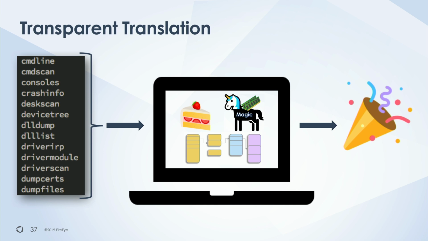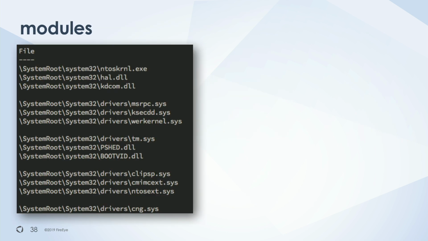So what does this get us? It gets us what I'm going to call transparent translation, meaning all the current plugins and commands should just auto-magically be able to read this compressed data. So let's see some quick examples. Let's say you wanted to know all the different loaded drivers. You're going to run the modules command. Well, you might see a lot of empty spaces, right? That data lies in compressed pages and we can't read it.